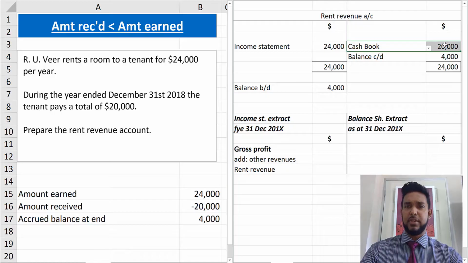All right. So what goes into our income statement extract, right? Because we only received 20,000. Now, the thing is, the accruals concept says that regardless of how much was received, the amount earned must be put in the income statement, right? The income statement is prepared using something called the accruals basis of accounting.